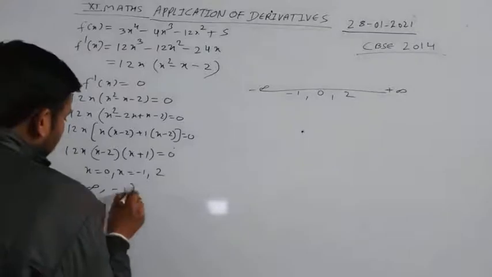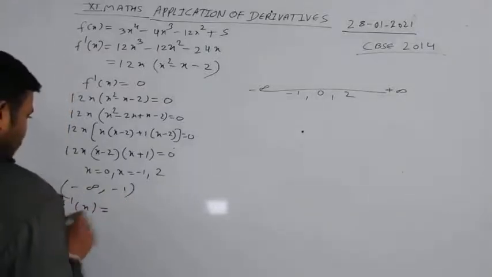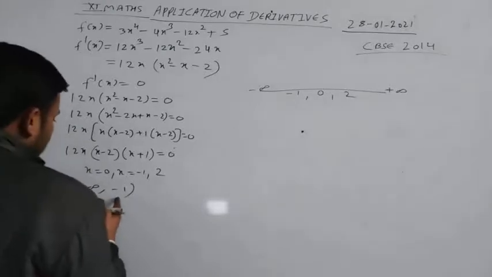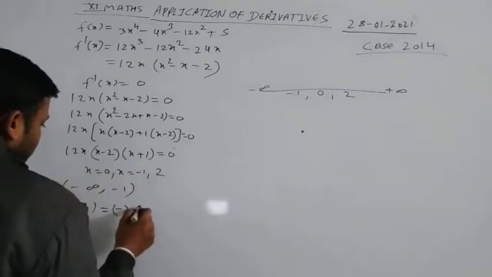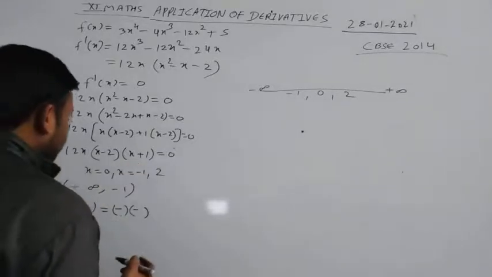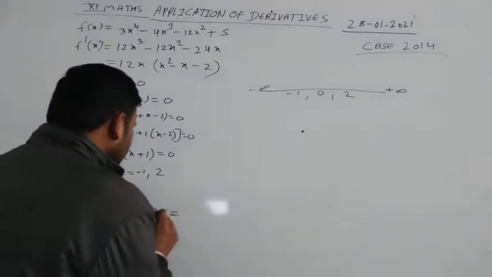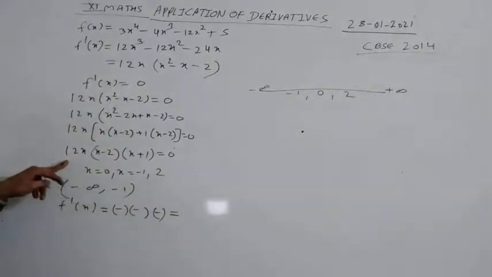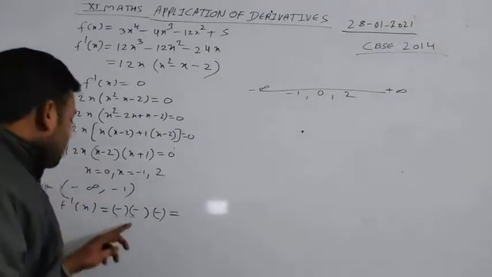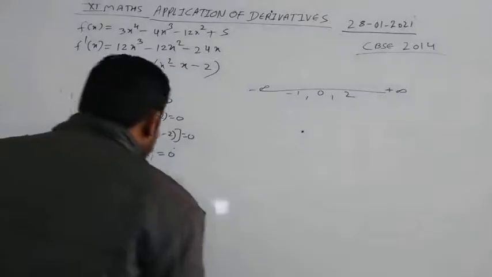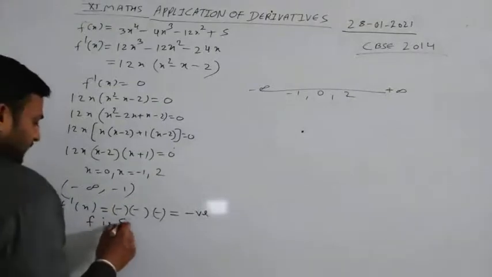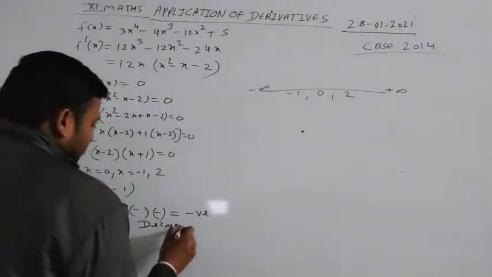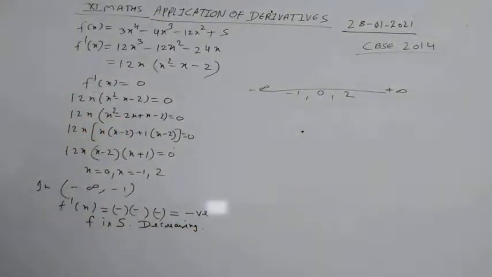In the interval minus infinity to minus 1, what is f dash x? Taking any point in between, say minus 2, the factors are negative, negative and negative. So the whole product is negative. It means that the function is strictly decreasing in this interval.